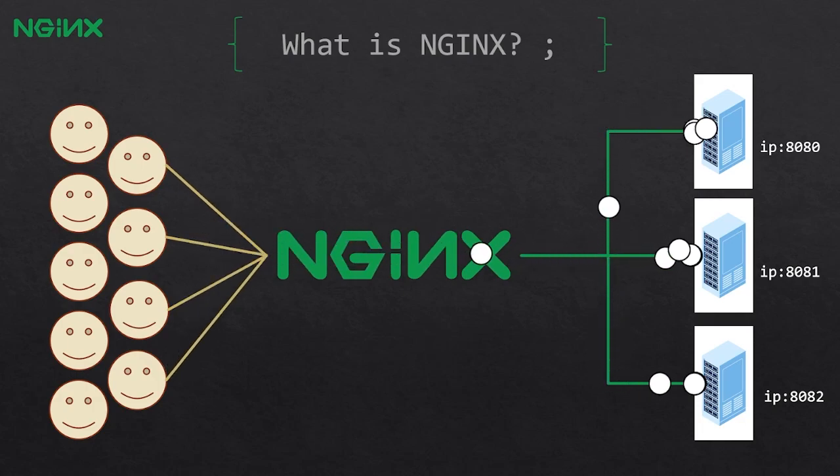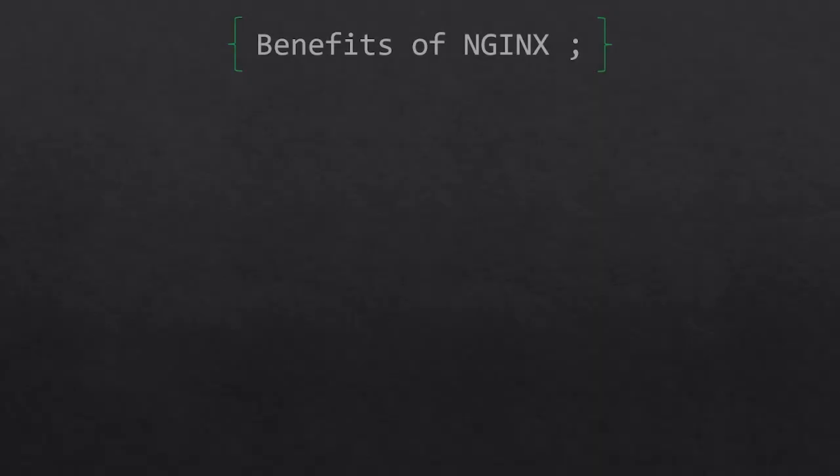Nginx is a web server that's known for its speed, reliability, and scalability. It's open source software that can be used as a reverse proxy, load balancer, and HTTP cache. Nginx is widely used by web developers and system administrators around the world, and it's a key component of many web applications. There are several benefits to using Nginx as your web server.